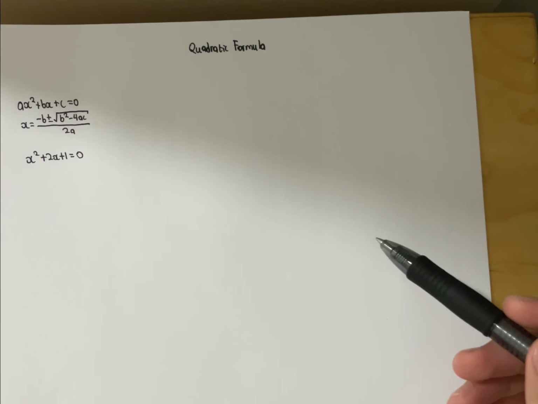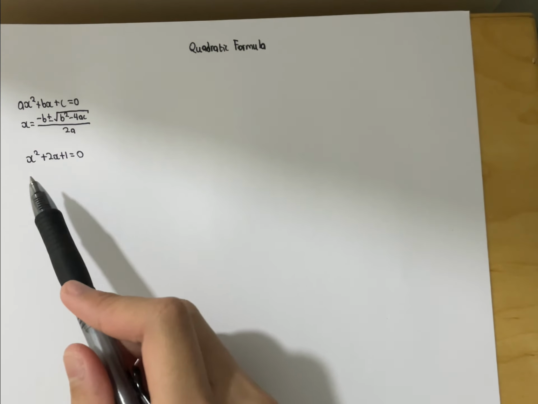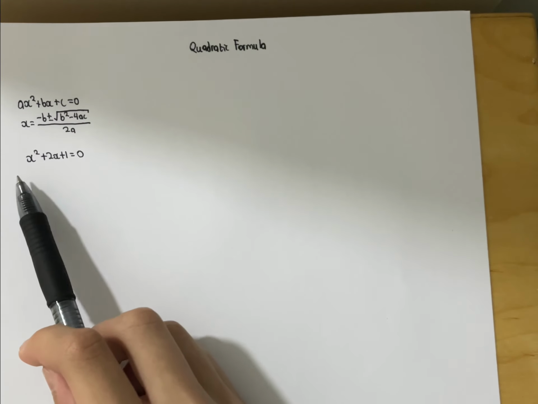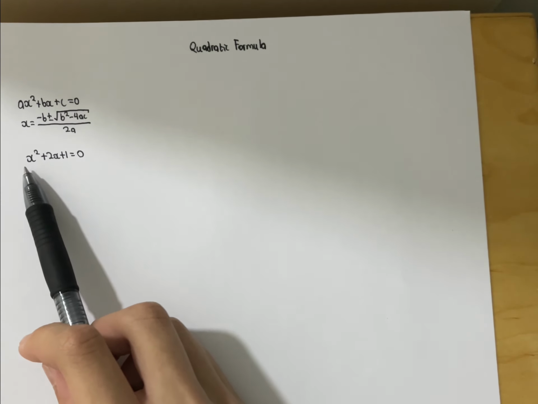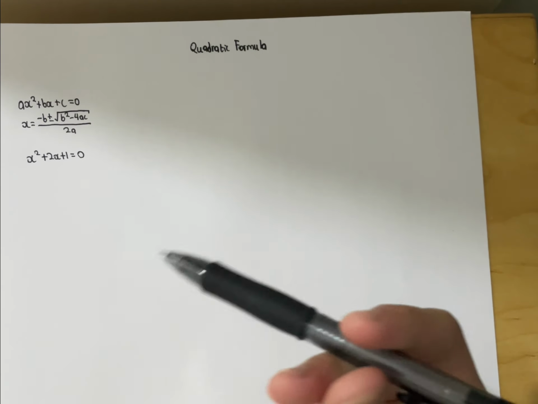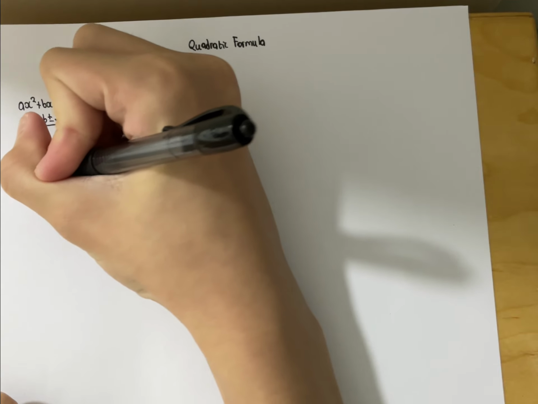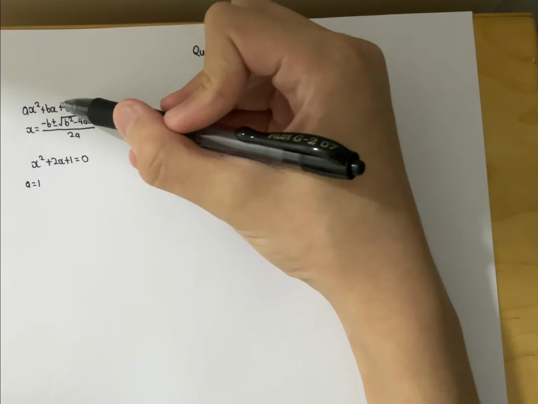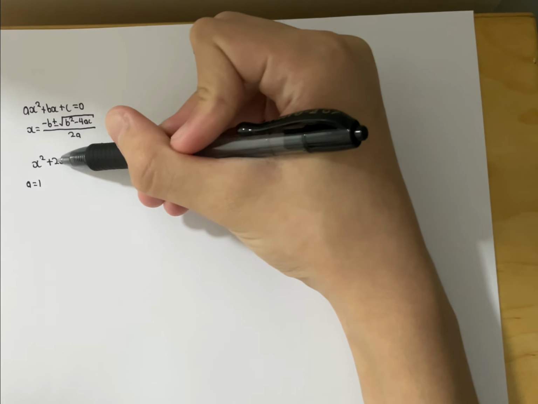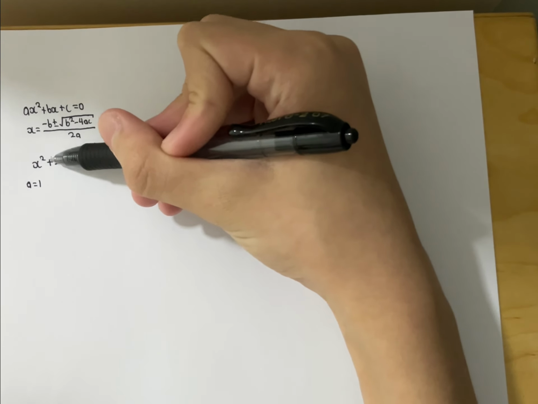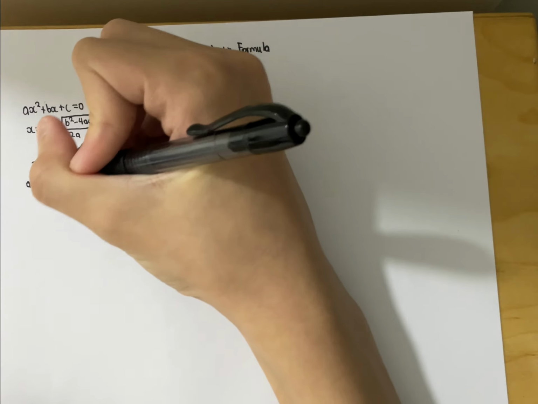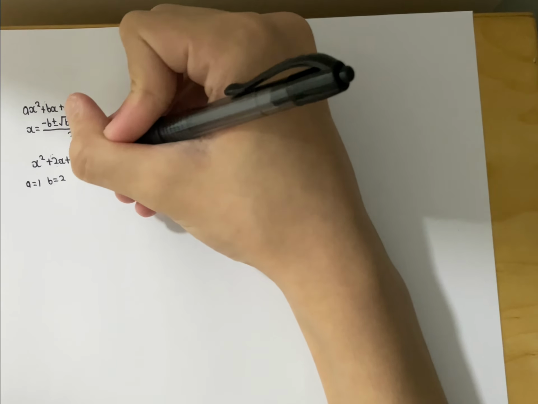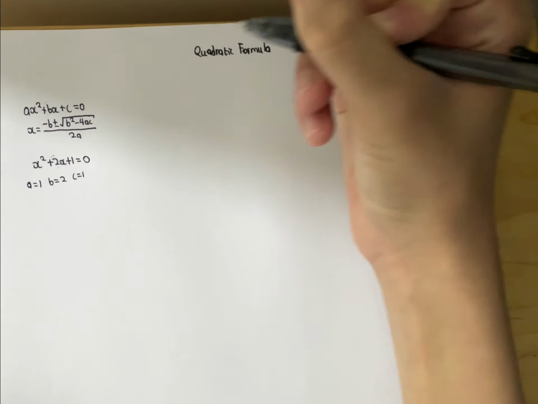So what can we identify as our a? Well, a would be 1, right? Whenever you see a term without any number in front of it, the coefficient is always going to be 1. So a, let me write that down, a would be equal to 1. And what's our b? Well, b is just 2. b would be 2. And what's our c? Our constant term. Well, c is just 1. So c equals 1, right?